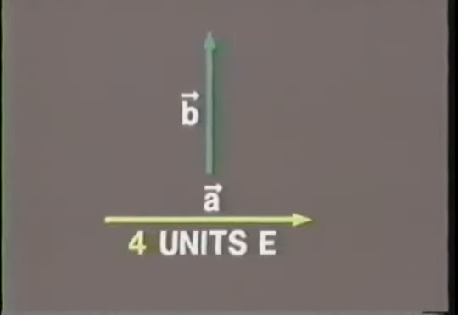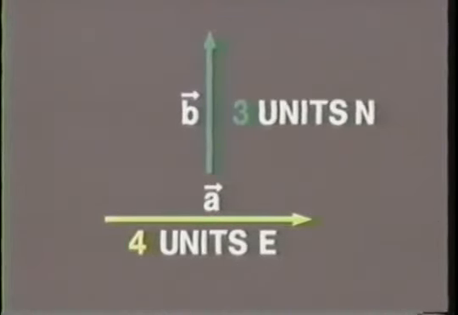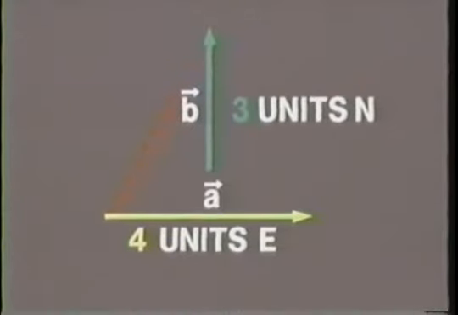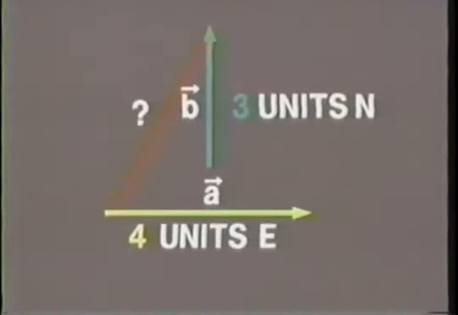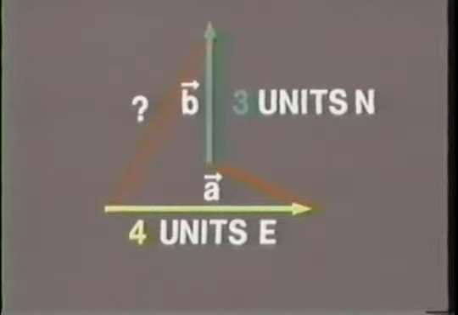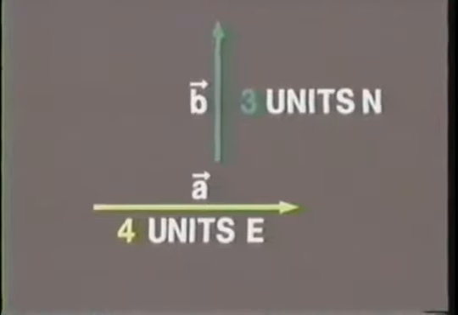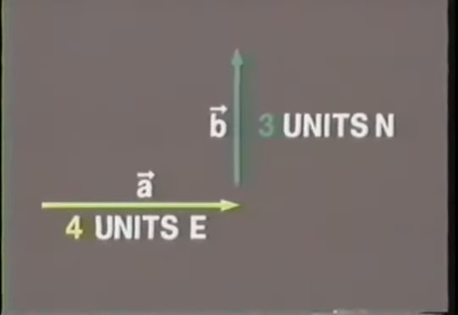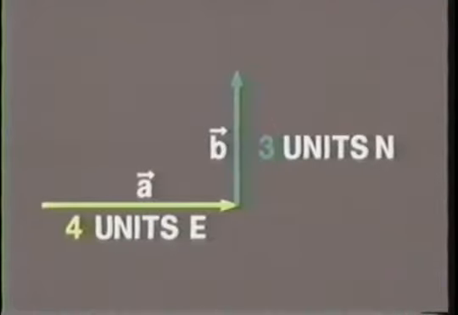Here are two vectors. A is 4 units east, and B is 3 units north. A and B must be joined before their resultant can be drawn. Keeping the magnitude and direction of vector B the same, it's moved so that it touches A. The resultant can now be shown. As it happens, this forms a right-angled triangle with two known sides.